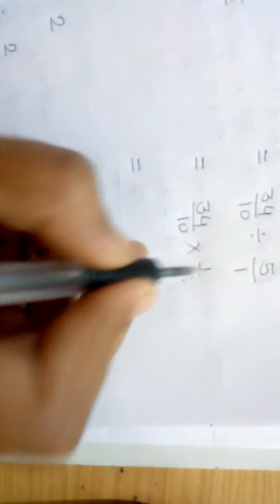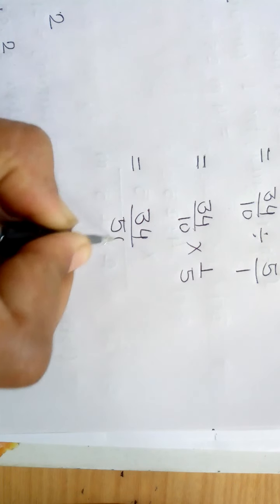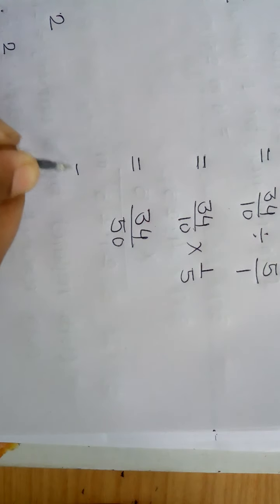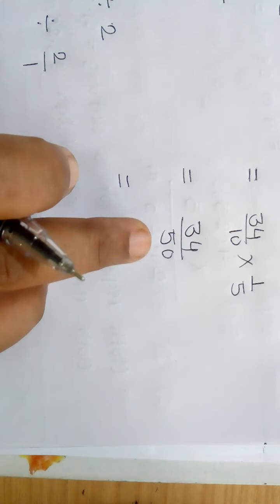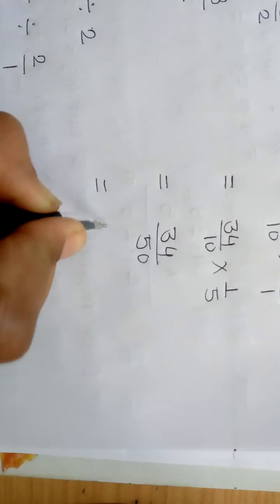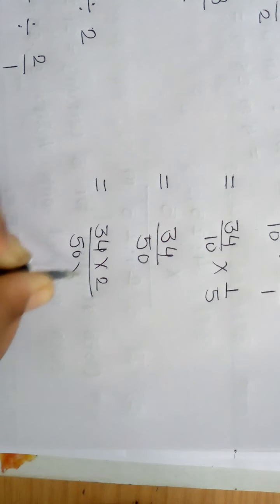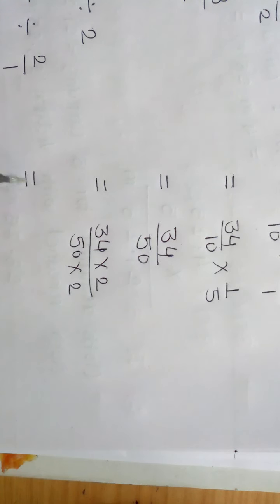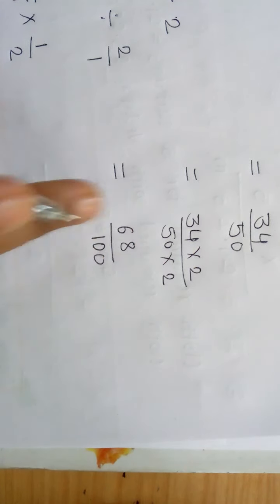Now multiply numerators and denominators. 34 ones are 34 and 10 5s are 50. That is 34 upon 50. Now we can convert this 50 to 100 by multiplying by 2. So 34 into 2 divided by 50 into 2. 34 2s are 68, divided by 100. Now here it is a common fraction.